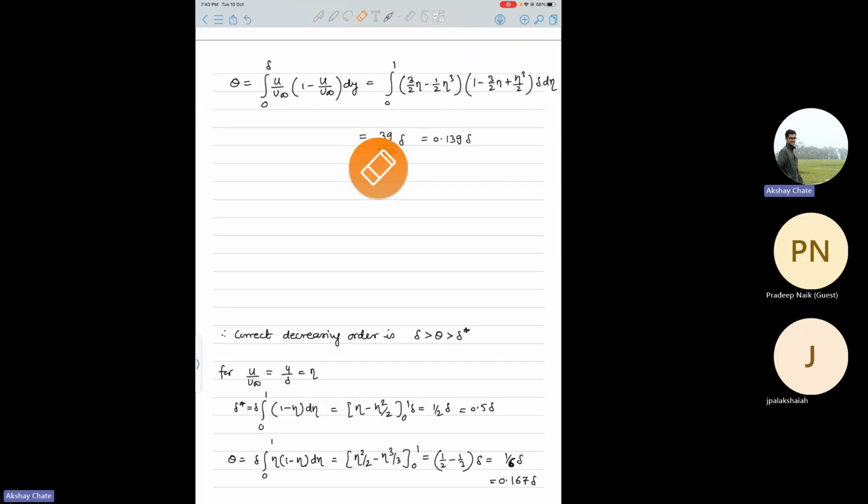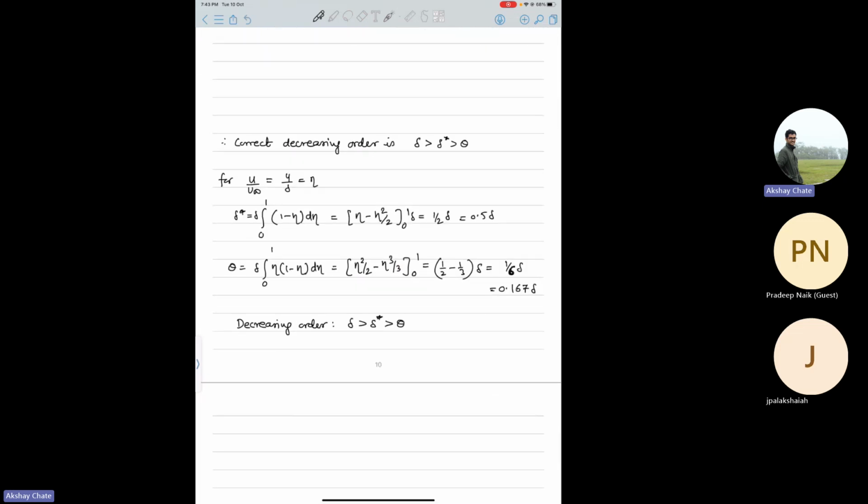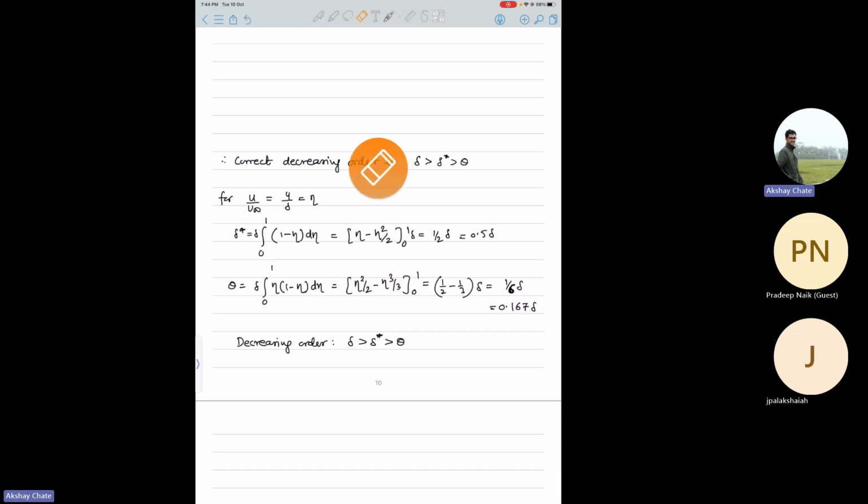So typically, in general, this is the correct order. We have checked it for two, right? For cubic and linear profile. You can check for yourself for other profiles also, but typically this is the correct decreasing order that I wanted to show you. You can remember it this way.